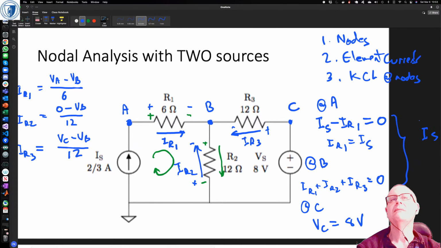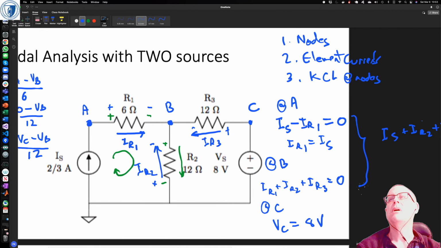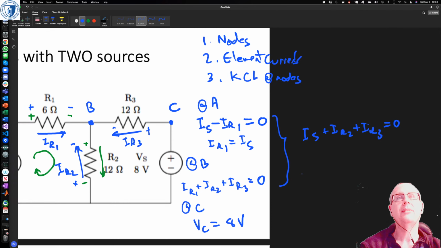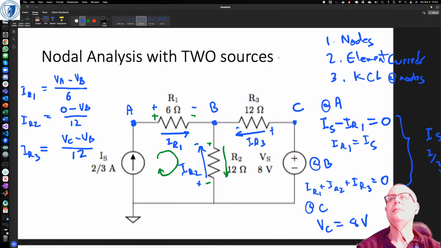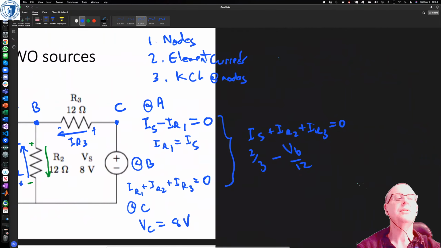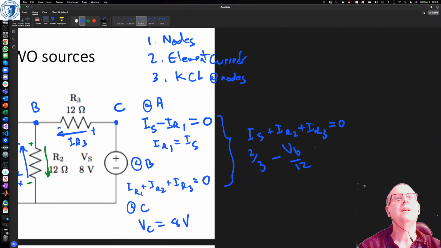Doesn't really matter. We can do it that way. So minus VB on 12, so that's 2/3 minus VB on 12 for IR2, and then plus VC minus VB on 12, plus VC minus VB on VB.